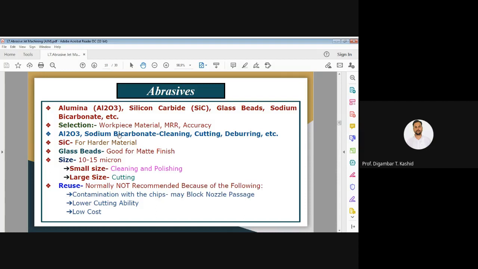Now, while taking the overview of the non-conventional machining process, one student asked me a question about this.